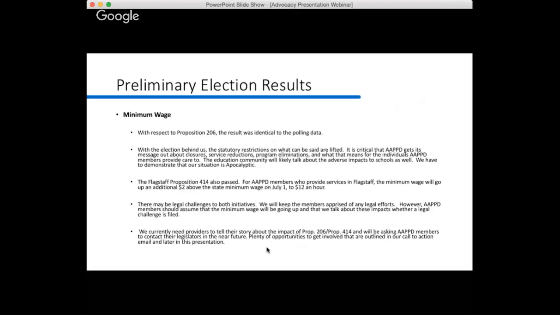So we are in need of providers to tell their story about the impact of Proposition 206, and for the Flagstaff providers, Proposition 414. As we have been, we will be asking you all to contact your legislators in the near future on this issue as we get prepared for the legislative session. And there are plenty of opportunities to get involved today that are outlined in our call to action email that was just sent out to our APAD membership list, and then later in this presentation.